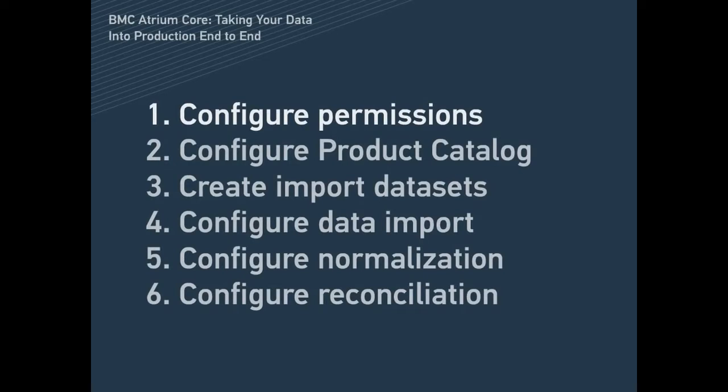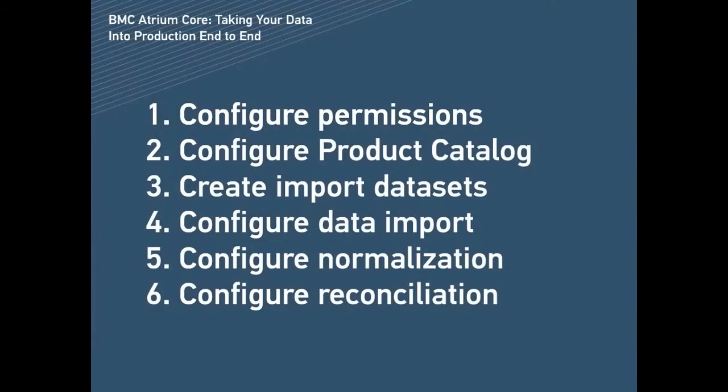These are the steps you need to perform to enable that end-to-end data flow. This video covers each at a high level using examples from a fictional company named Calbro Services, but you'll still need other Atrium Core documentation for the details of how to perform them. The first step is to configure permissions. For detailed instructions about this step, see the BMC Atrium CMDB Administrator's Guide.